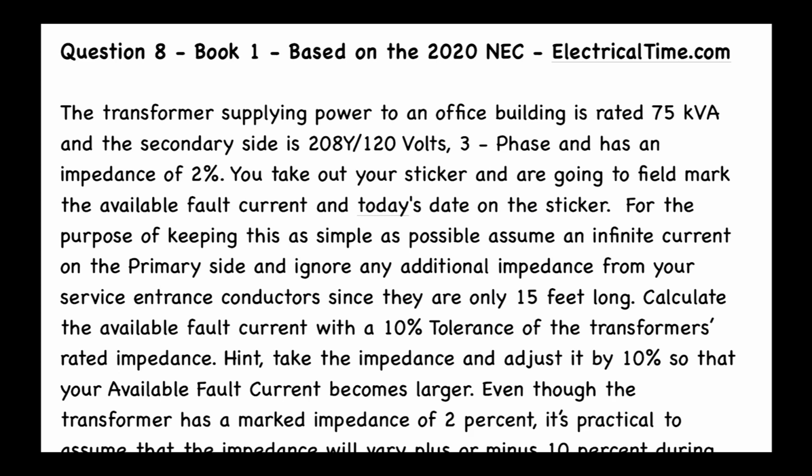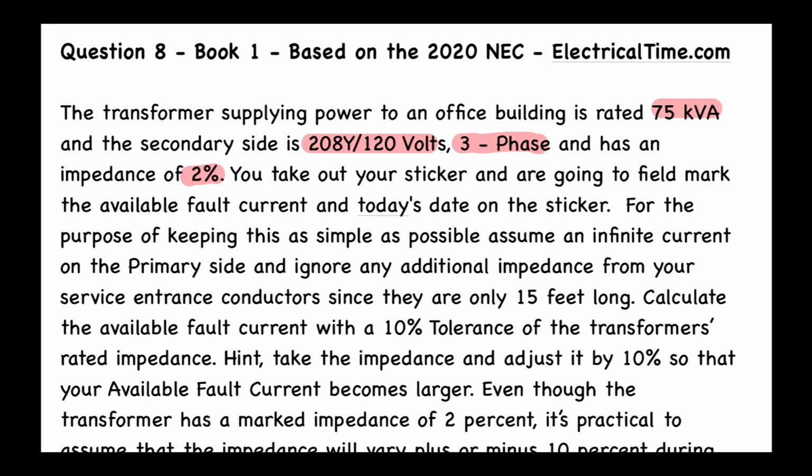The transformer supplying power to an office building is rated 75 kVA, and the secondary side is 208Y/120 volts. It's going to be three-phase and has an impedance of 2%. You take out your sticker and are going to field mark the available fault current and today's date on the sticker. For the purpose of keeping this as simple as possible, assume an infinite current on the primary side and ignore any additional impedance from your service entrance conductors since they are only 15 feet long.